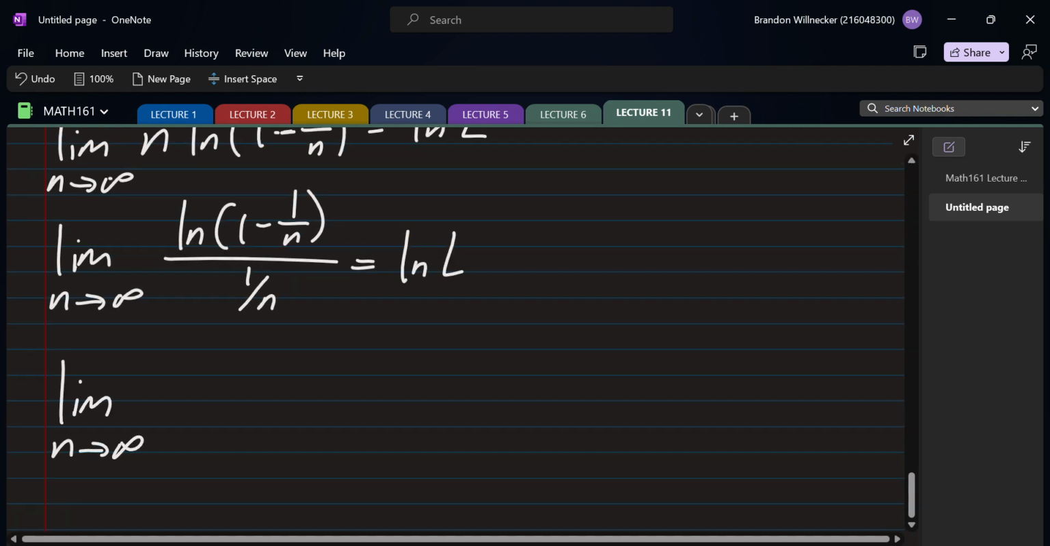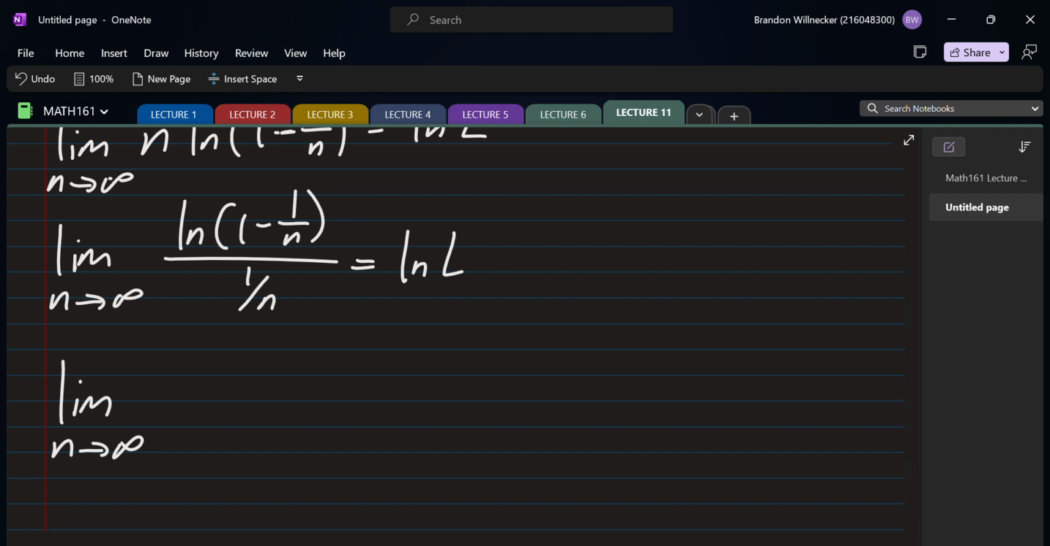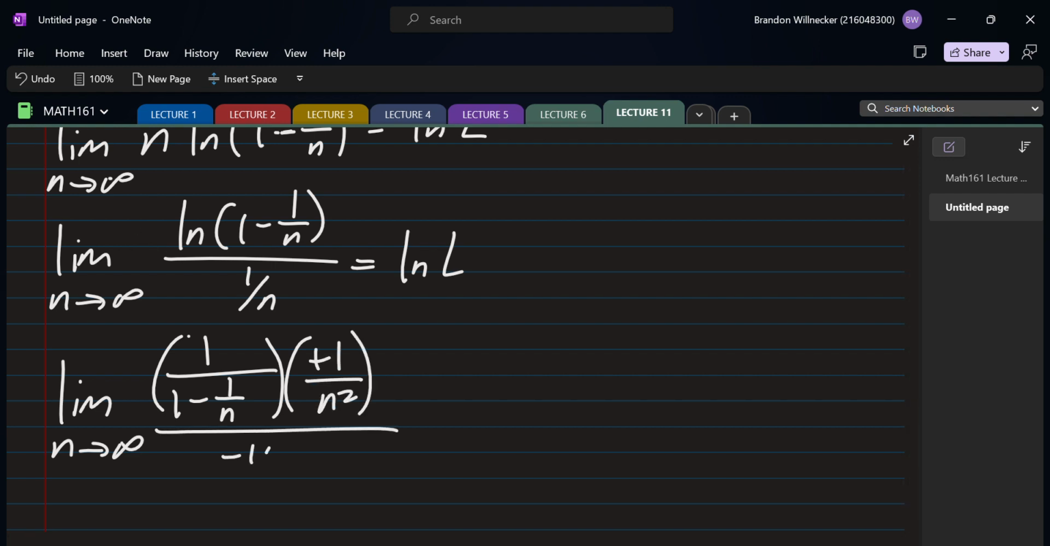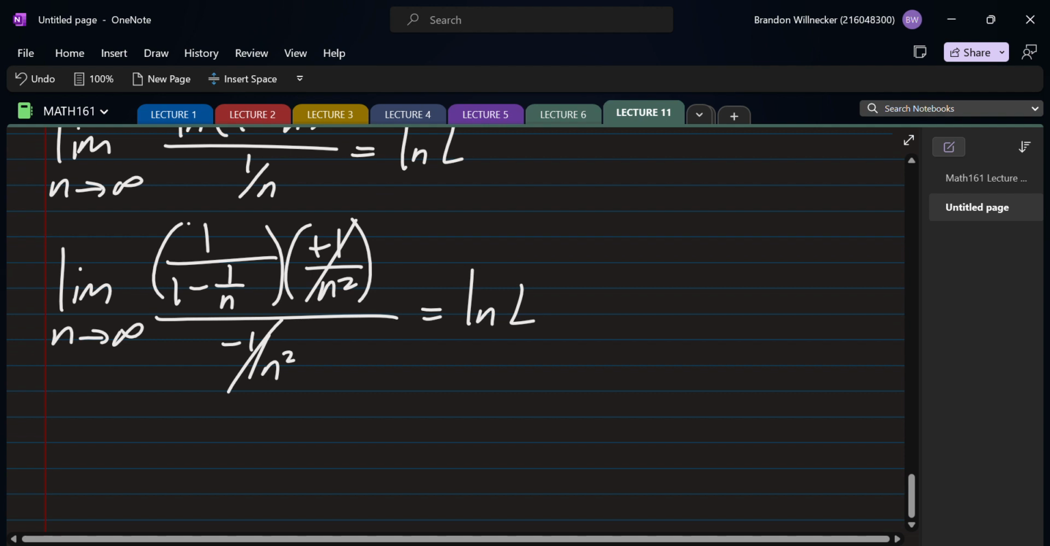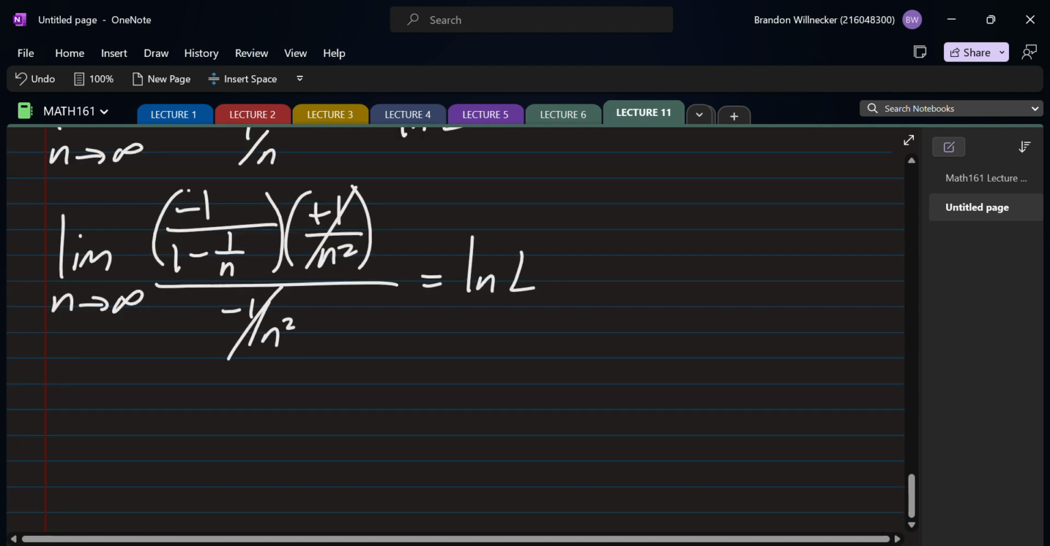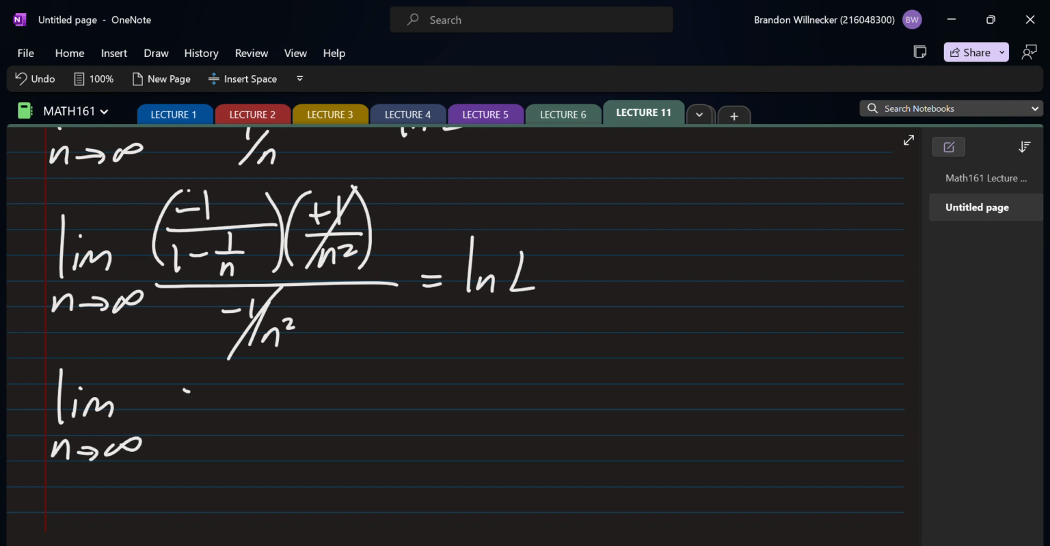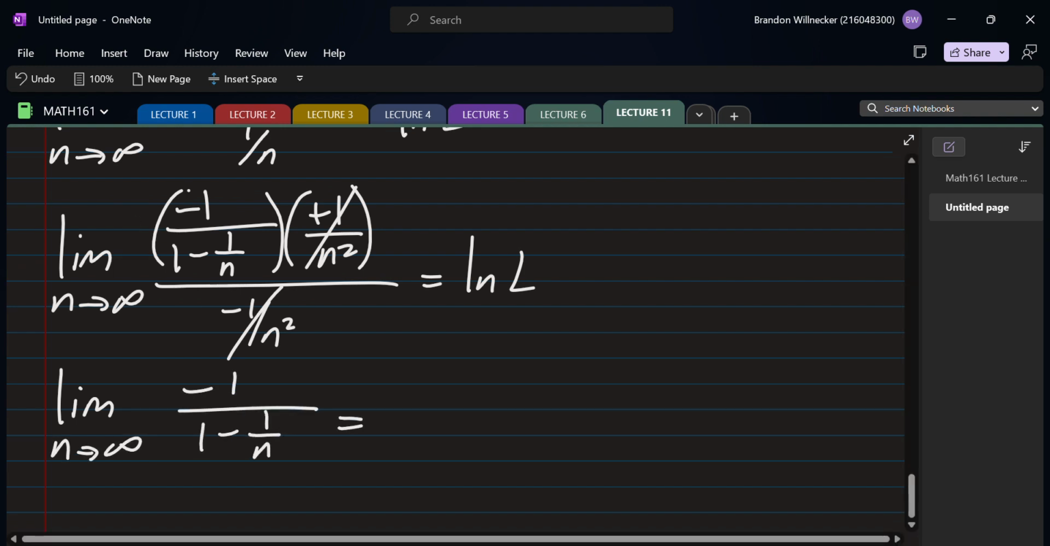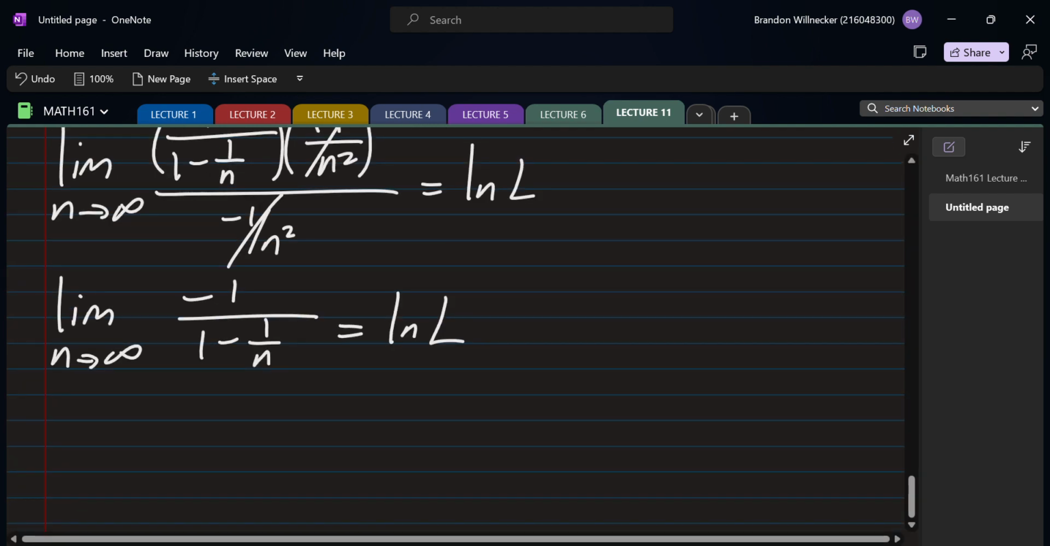Okay, now we can use L'Hopital's rule since this is in the correct indeterminate form. So we're going to have 1 over 1 minus 1 over n, and then chain rule, and we're going to get minus, minus, minus, so plus 1 over n squared, all over minus 1 over n squared, and that's still the natural log of L. Okay, so some things cancel, and the minus we can take up to the top. So we get the limit as n goes to infinity of minus 1 over 1 minus 1 over n is equal to the natural log of L. Taking the limit is quite easy, we just get minus 1. So minus 1 equals natural log of L, which means L is equal to 1 over e.